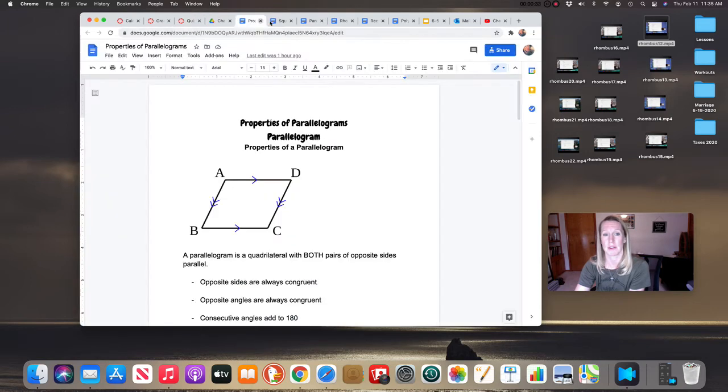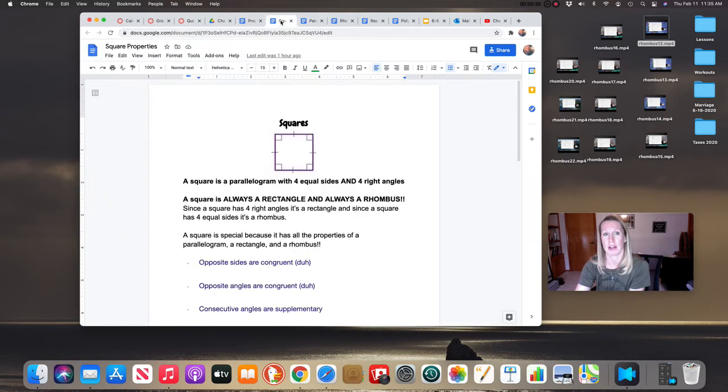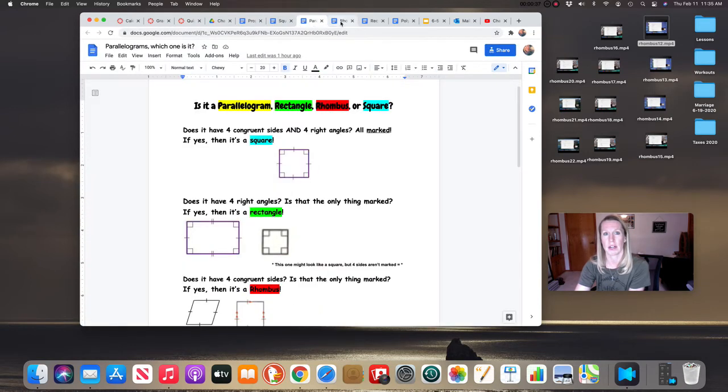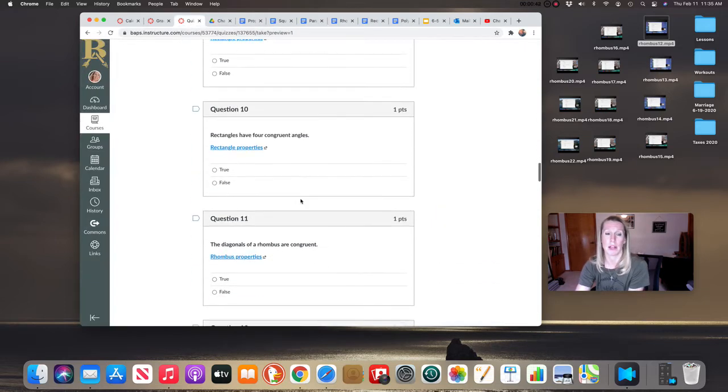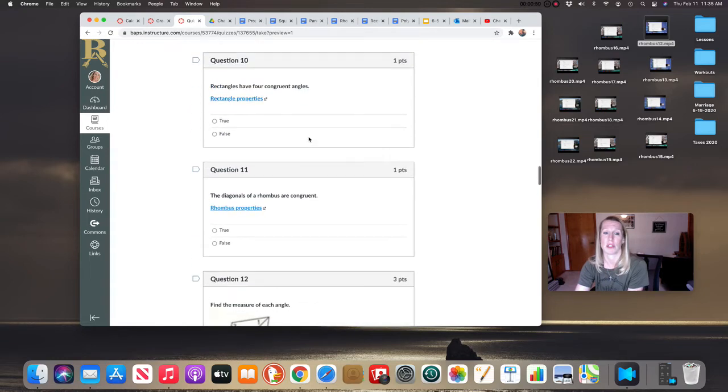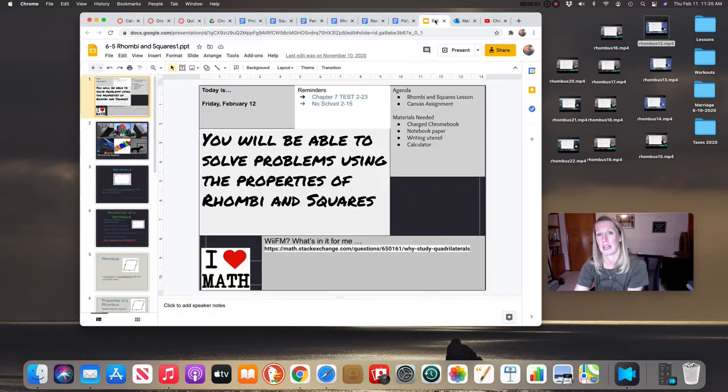Properties, I've got different properties of a parallelogram, square, rhombus, rectangle. So I've got these different properties that will pull up. So I'm hoping that will help you. And then if you look up here, I made short little video clips to also help with each number. So you'll be able to click those links and get help for that.